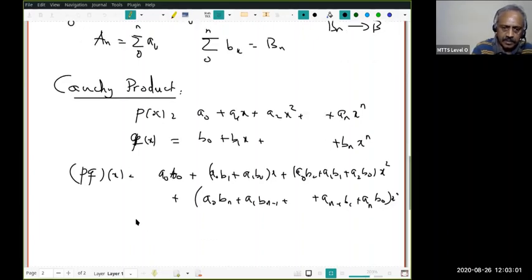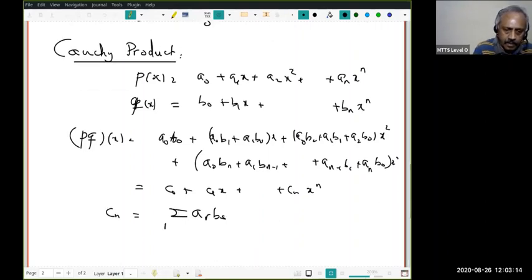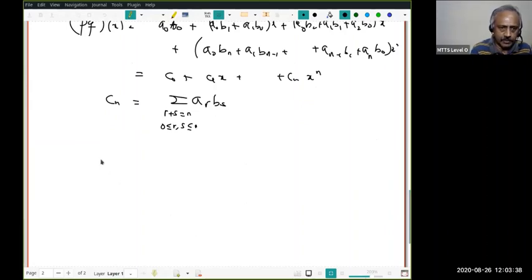You understand that? Therefore, this is a polynomial c naught plus c1 x plus up to cn x power n, where cn is the summation of ar times bs, where r plus s equals n, and 0 is less than or equal to r, s less than or equal to n, but their sum must always be n. You look at this: 0 plus n, 1 plus n minus 1, and the typical term will be ar bs, with r plus s equal to n. Is that clear? So this is the one which motivates us to define the Cauchy product of two series.